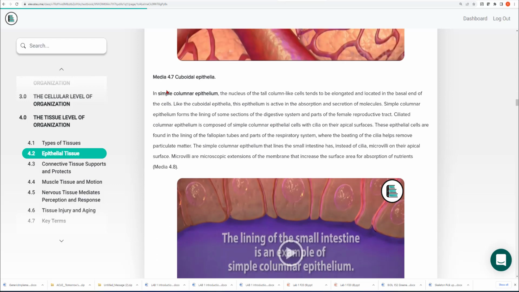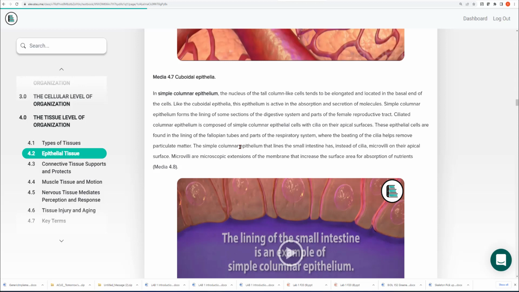And then simple columnar epithelium, the main place that you saw this epithelium in the lab was lining a large part of the digestive system, specifically in the intestines. So in the intestines, you have simple columnar epithelium. Again, think about what your intestines do. Your intestines are in the business of absorbing nutrients.